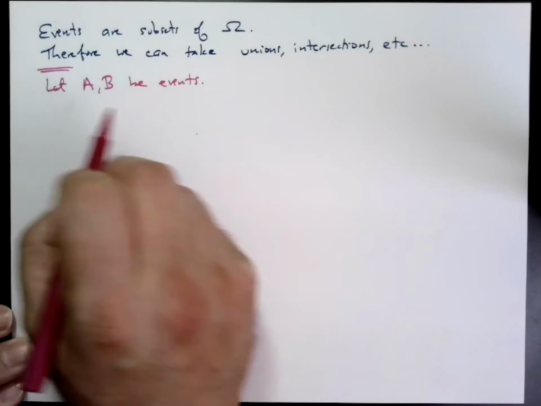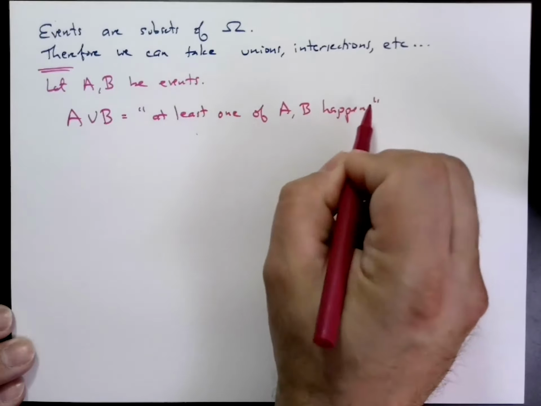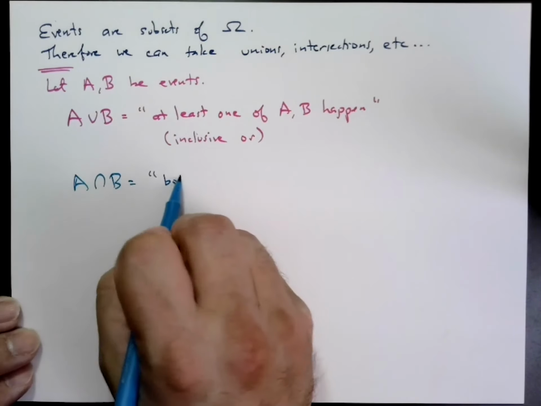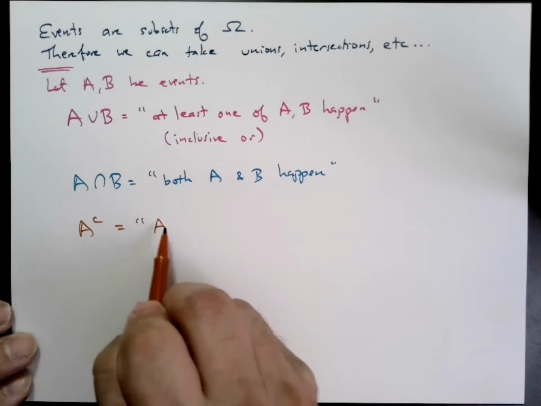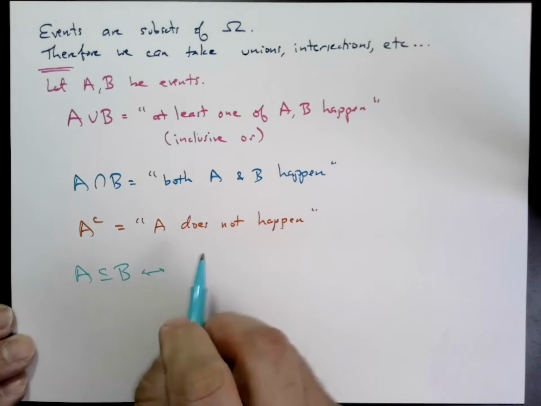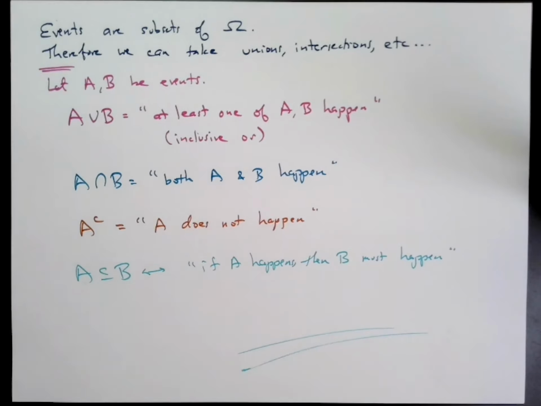So let A and B be events. We're going to define A union B to be the notion that at least one of A and B happens. So we're thinking of an inclusive OR there, as usual. The set A intersect B means both A and B happen. A complement means A does not happen. And whenever A is a subset of B, that means if A happens, then B happens.